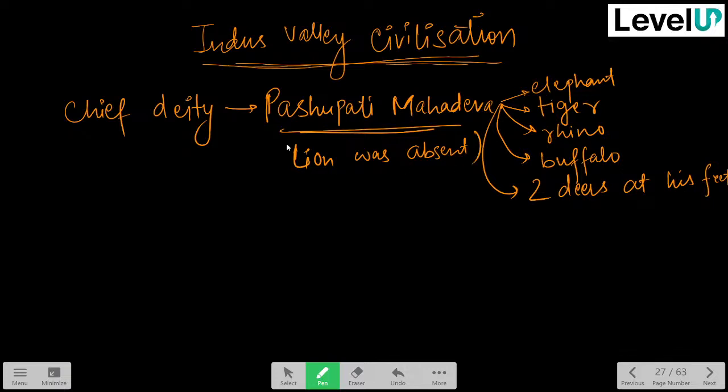They can ask you in a way that the chief deity was Pasupati Mahadev. Which animal was not symbolized with Pasupati Mahadev? The option will probably be given as the lion also, right? So there will be options A, B, C, D, and you will be finding the animal which was not close to Pasupati Mahadev. It was the lion, very important.